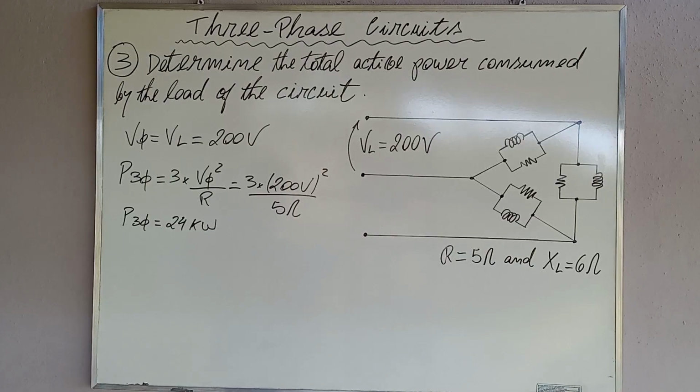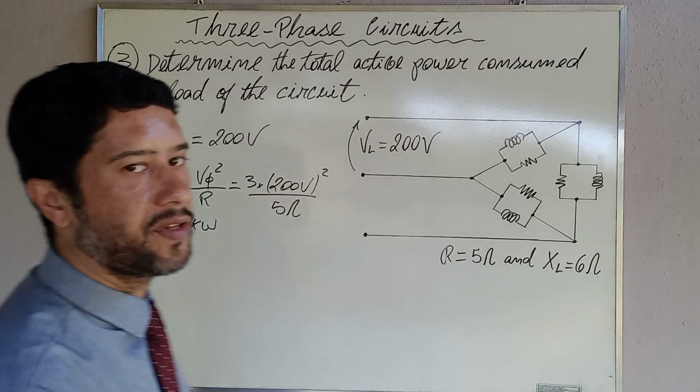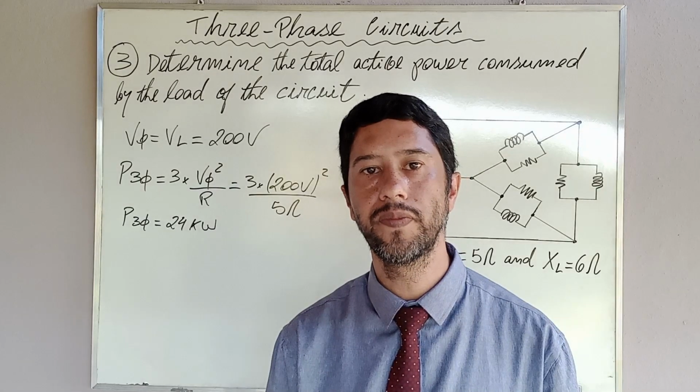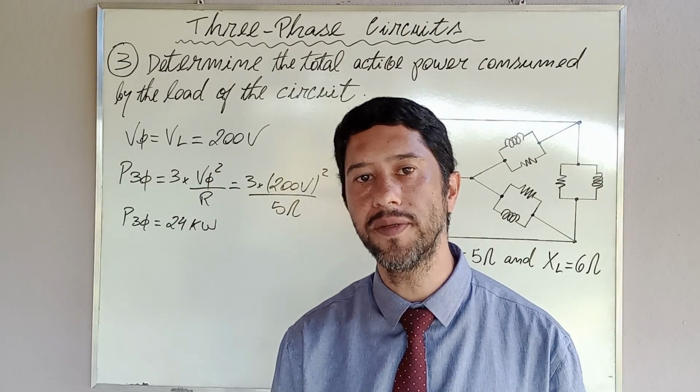Note: when the load elements are connected in series, the phase voltage is divided between resistance and reactance. Thus, the current must be determined first, and the active power is then obtained from the resistive component of the impedance. And this is all for the debate of this exercise. Let's go to the next.